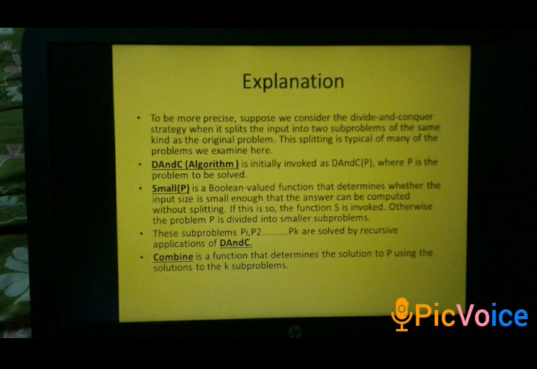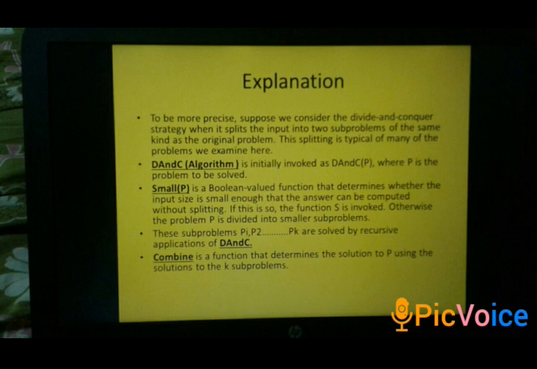So Small(P) is a Boolean valued function. It will return either true or false. If the problem is very small, it will return true, so the answer can be computed without splitting. If this is so, the function S is invoked, that is the solution. Otherwise, the problem P is divided into smaller subproblems P1, P2, etc., Pk, which are solved by recursive applications of the divide and conquer algorithm.